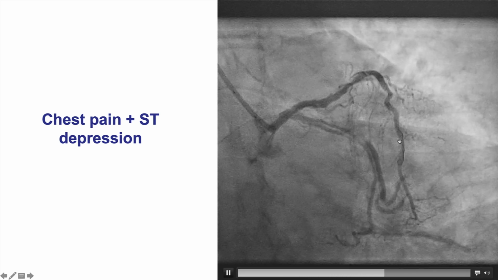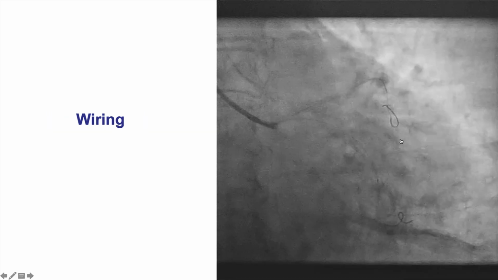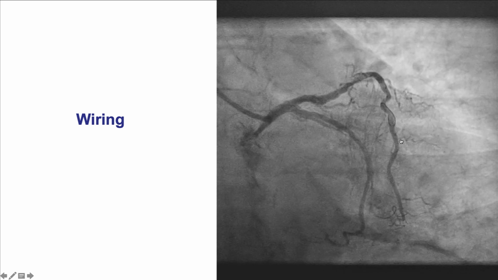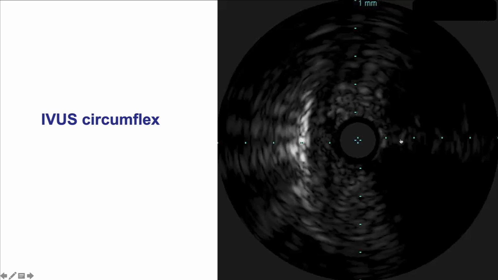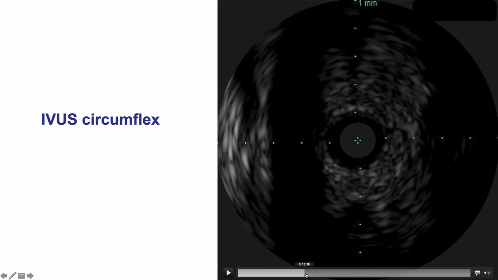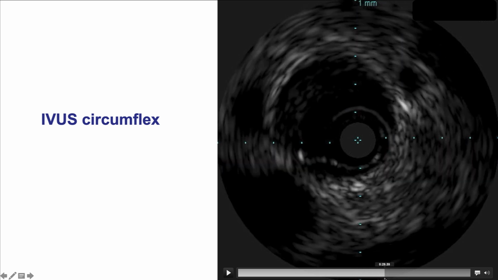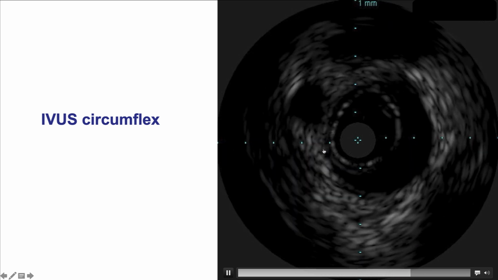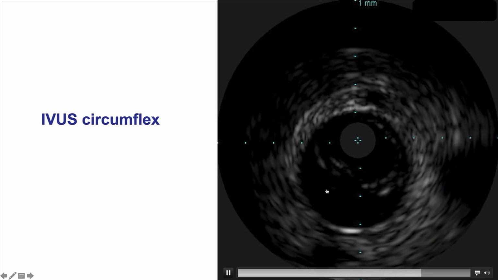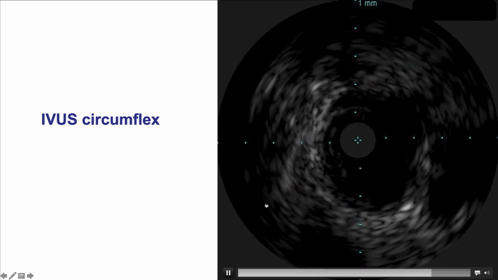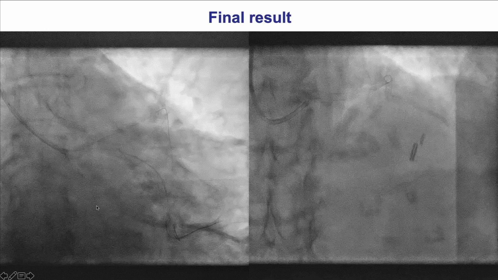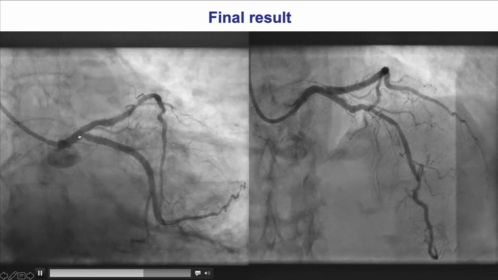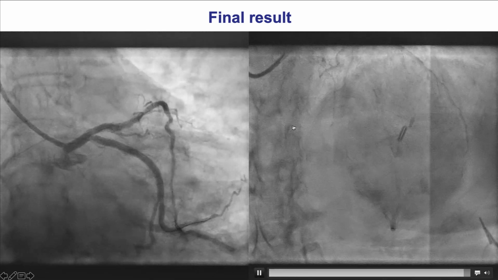Fortunately, there was wire position in the LAD. And then using a workhorse wire, it was eventually possible to wire through the dissection plane into the circumflex, confirm distal true lumen position using intravascular ultrasound. And then we can see here the true lumen, there's a large dissection plane around the lumen of the vessel. And then after that, we're able to place stents and restore antegrade flow, both in the LAD as well as the circumflex.